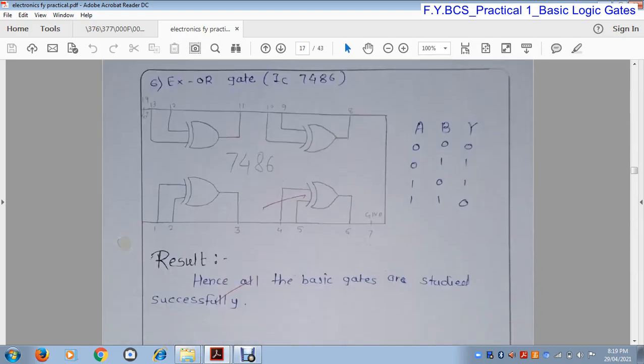Now the result of this experiment is that all basic logic gates are studied successfully. So our first practical is done. In the next lecture we will see the second practical. Okay, now we stop here.